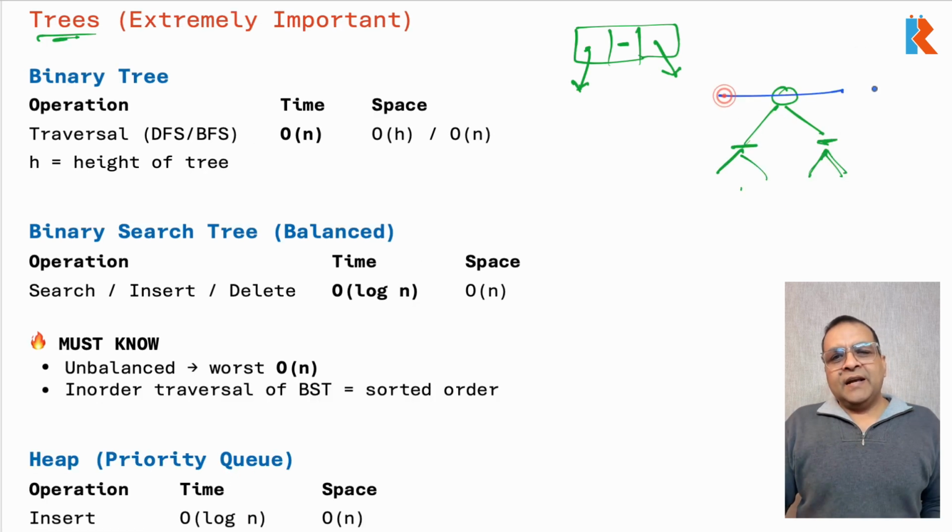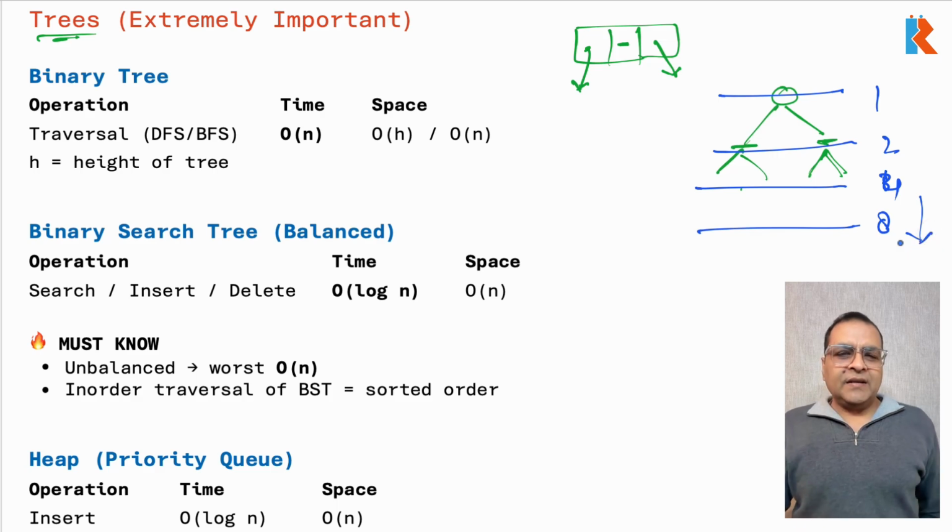If the first level has one node, the next level has two nodes, the third level will have four nodes, the next level will have 8 nodes, and so on, provided the tree is complete. Typically, traversing the tree takes order of n time, whether it is using recursion, which means DFS, or using level order traversal, which means BFS.